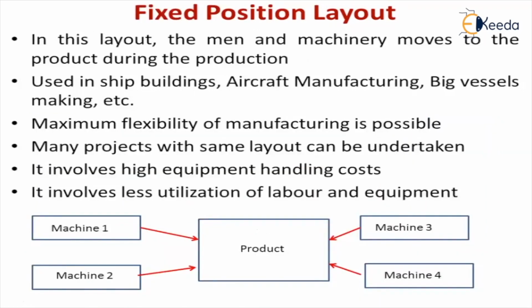Then finally, the fixed position layout. Here the product is not going to move because the size of the product is going to be high, like shipbuilding, aircraft manufacturing, big vessels making, etc. So the machines and men have to move to that particular place. Say in a shipbuilding industry, the painting equipment should come to the ship. The welding equipment should come to the ship. So all this machinery should come to the position of the product.